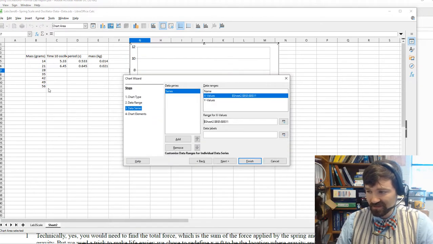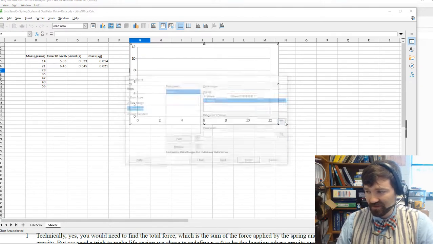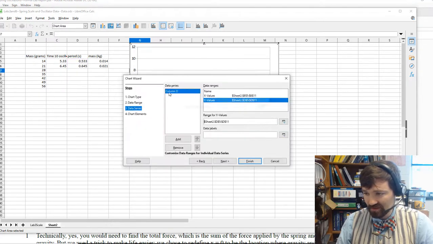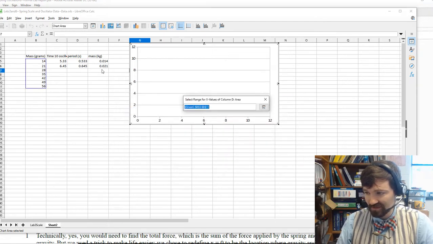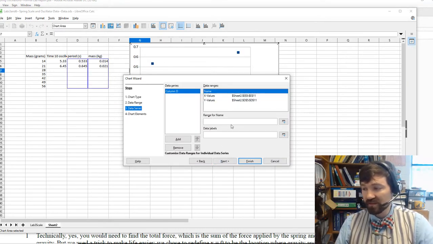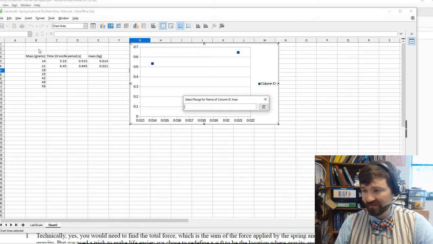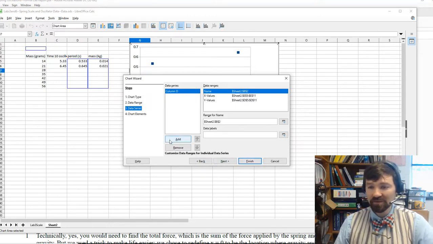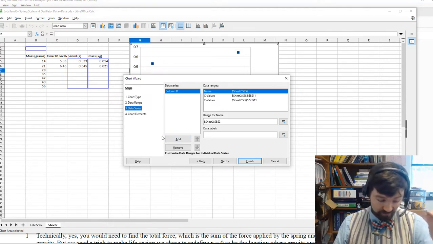which in this case are the masses, and then the y values, which in this case is the period, and I accidentally selected the wrong set of masses. It's actually this set of masses. And then you need to name your graph. So I'm just going to put a name there momentarily. For now, it will just say column D. And then ultimately you're going to do this for all three springs.